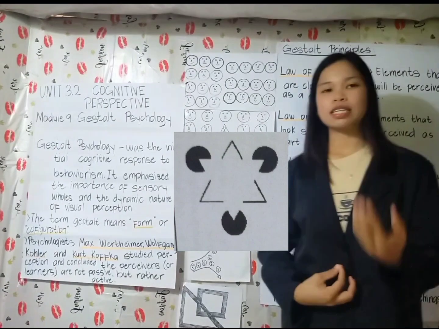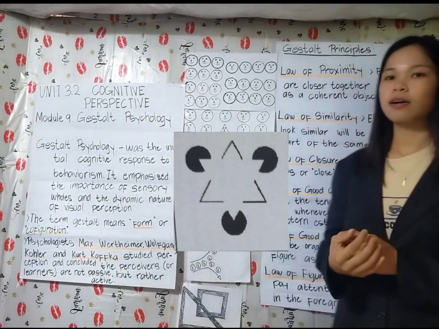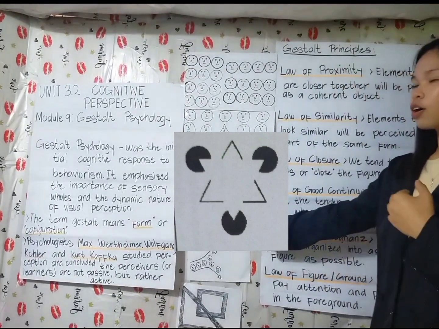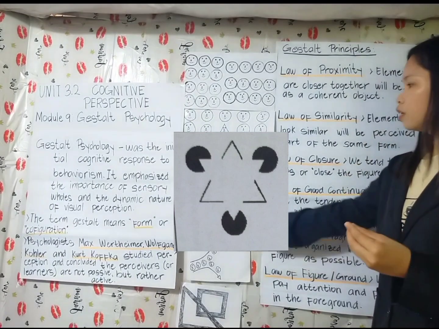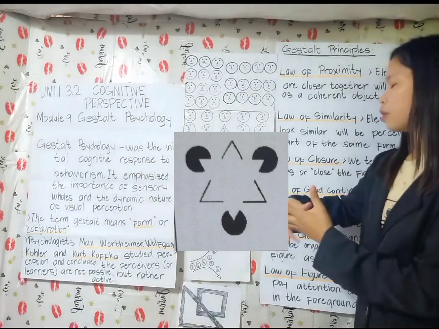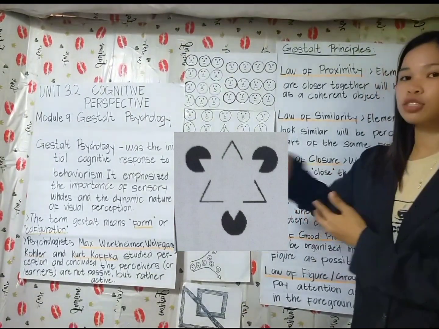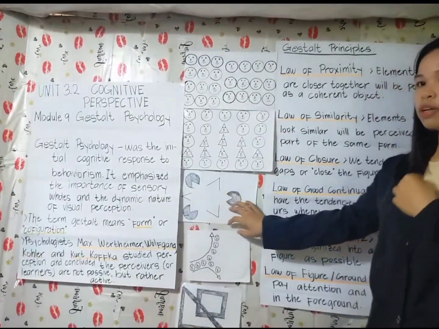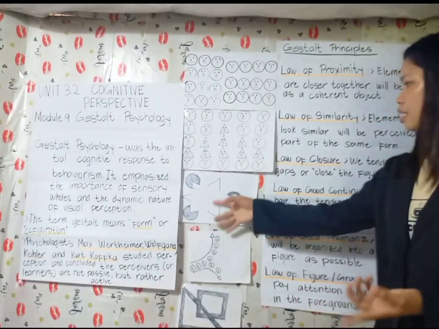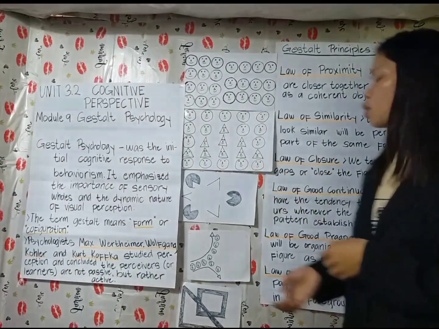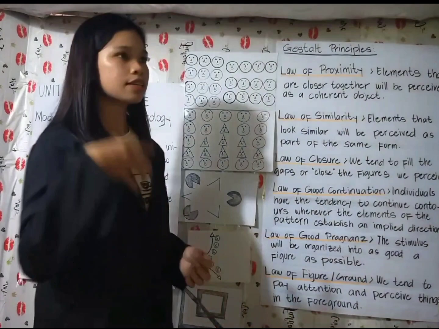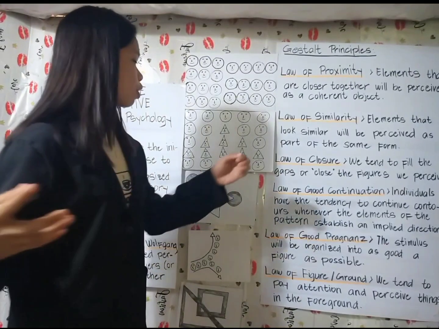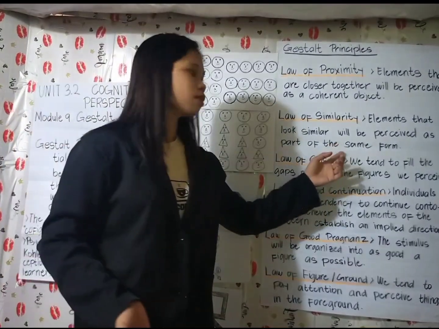I'd like to emphasize here that it is actually broken, but based on our perception, it forms a triangle, so triangle and circles. Now what is the implication of the law of closure? It's important that we make our lessons complete and clear. So that is the law of closure.